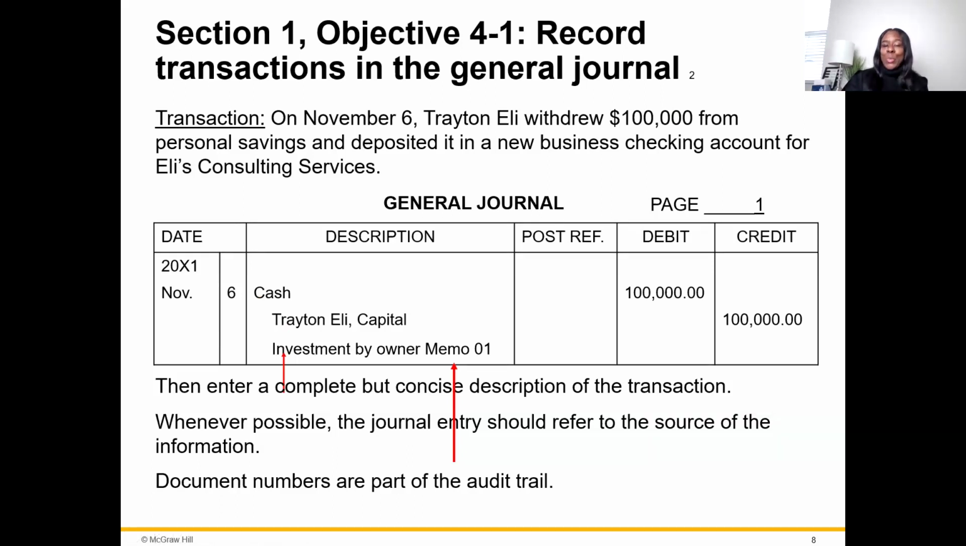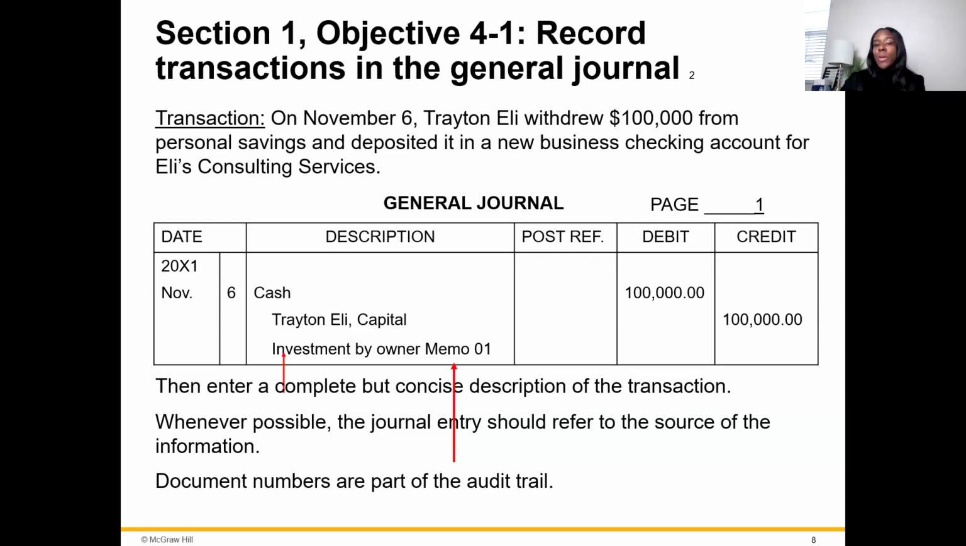So here, this is where we're actually adding the description. That's the 4th element that I referenced earlier. Whenever possible, the journal entry should refer to the source of the information. So this says investment by owner memo 01. There was a memo that was created, and so we put that information in.